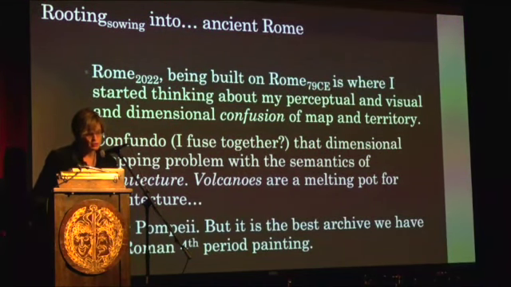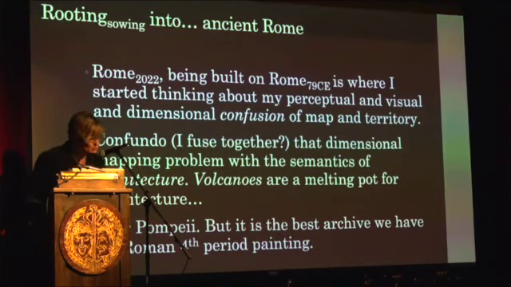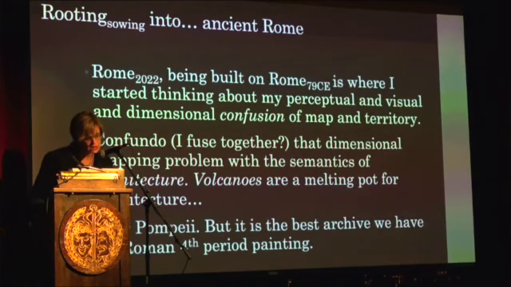So ancient Rome, I spend a lot of time thinking about Italian art, and I spend a lot of time enjoying looking at Rome. And that is definitely a place where the map and the terrain are very wrong. So Rome of 2022 is built on Rome of 79 CE, is built on Rome of 1,000 years earlier. But that's where I started thinking about perceptual and visual and dimensional confusion of map and territory. I like the word confundo because it could mean melt or it could mean fuse. And that dimensional mapping problem, if you add that to the semantics of architecture, goes someplace really interesting.